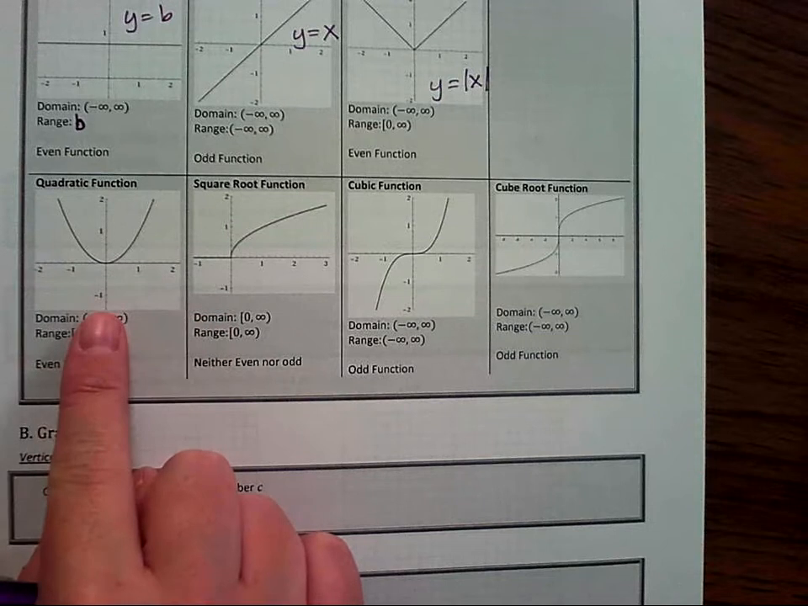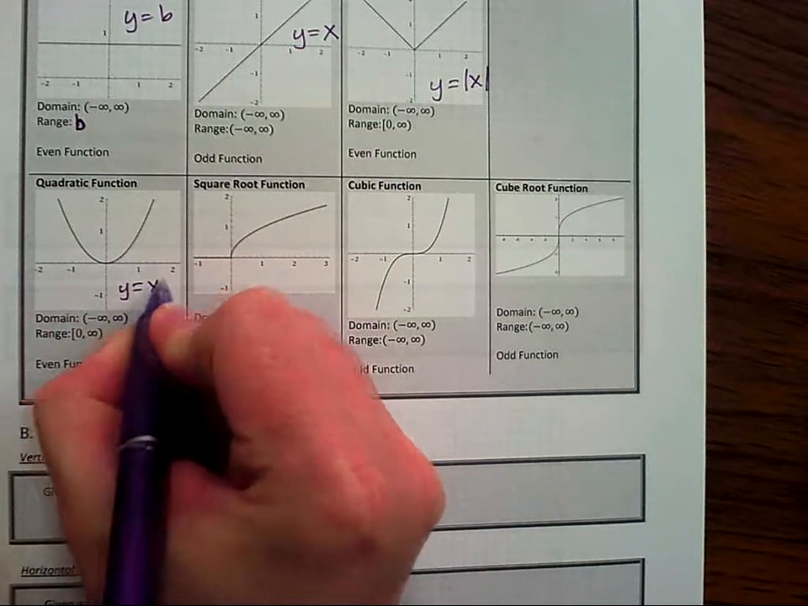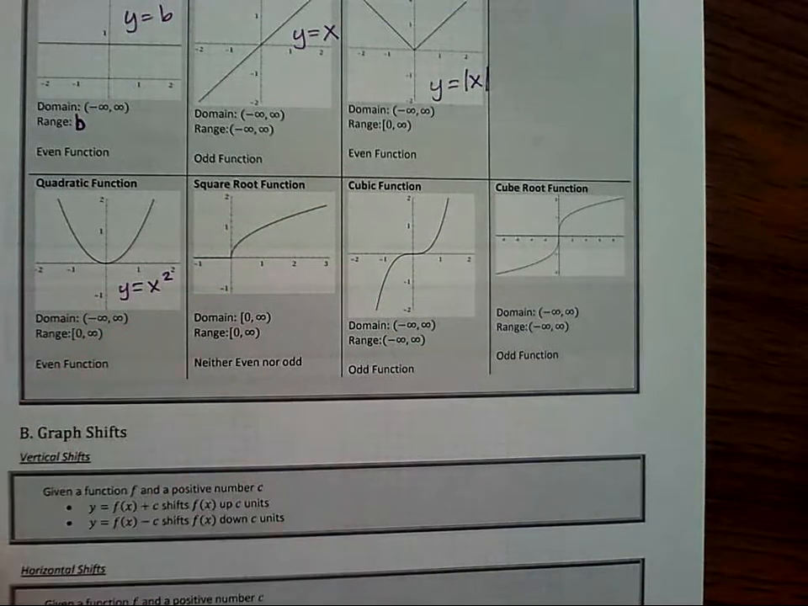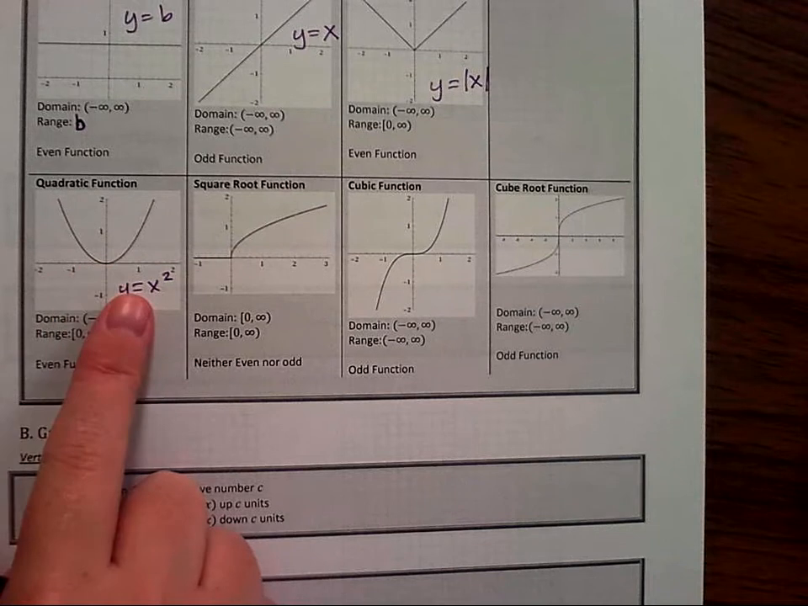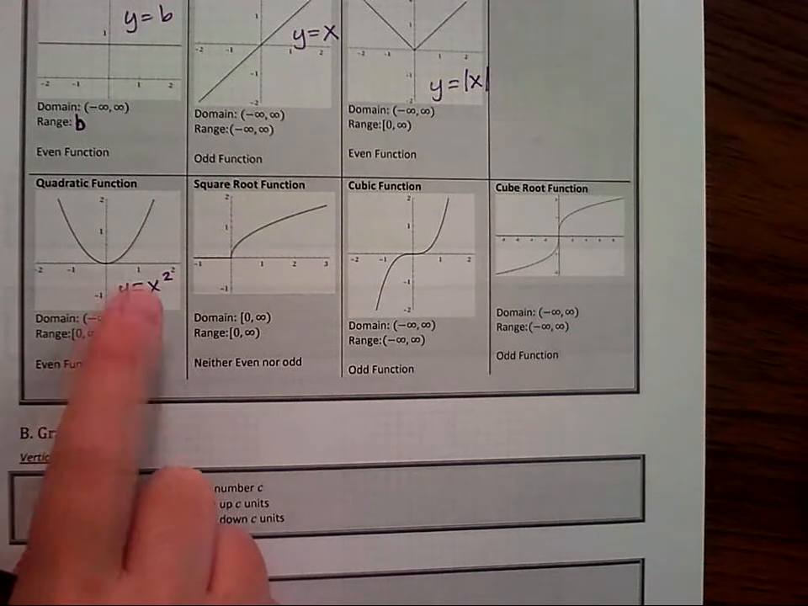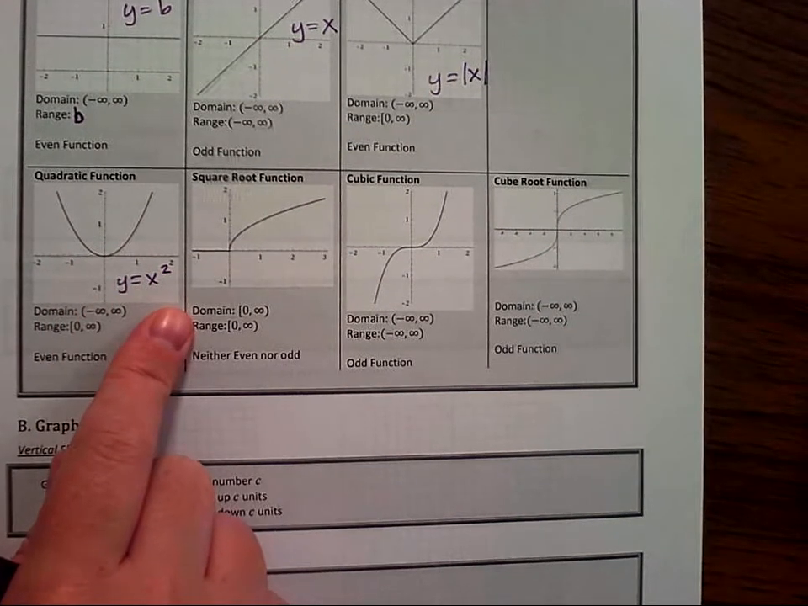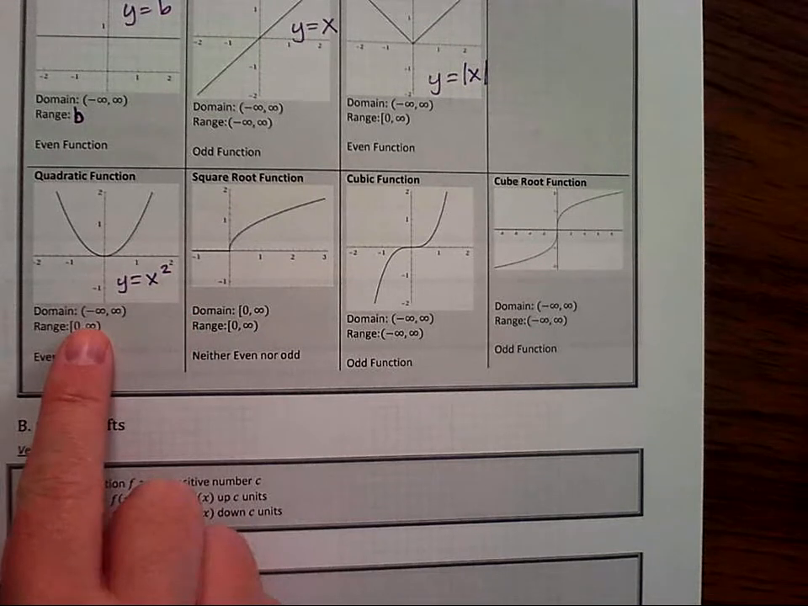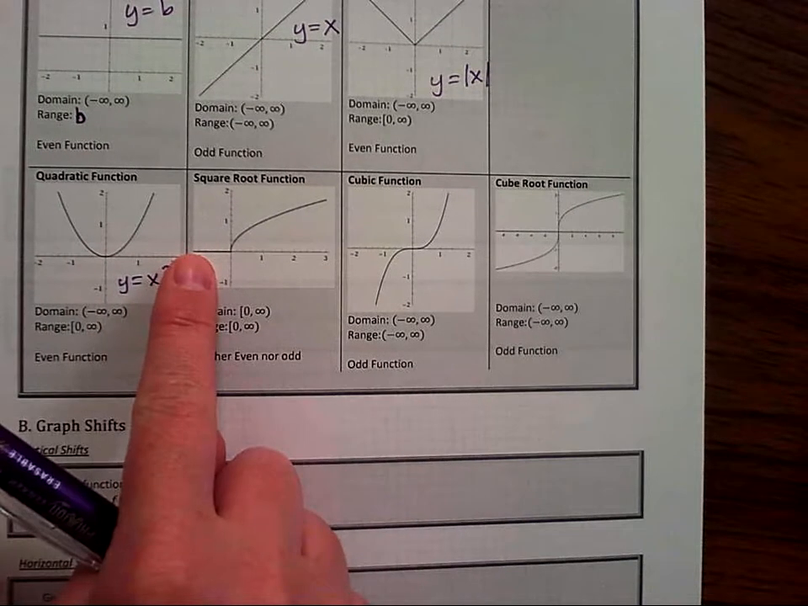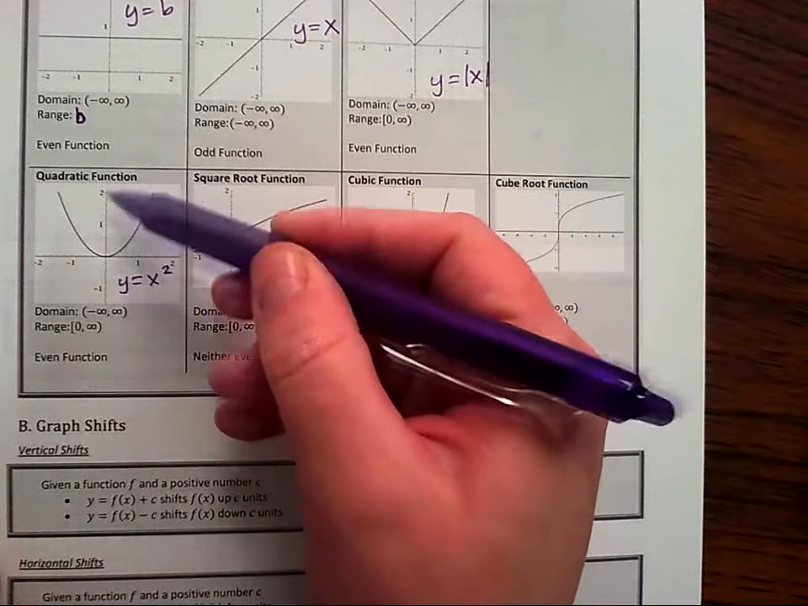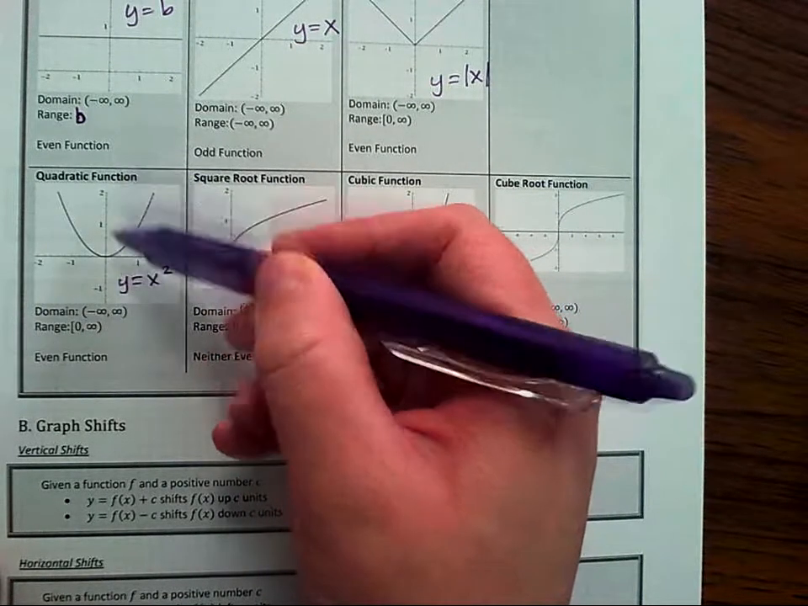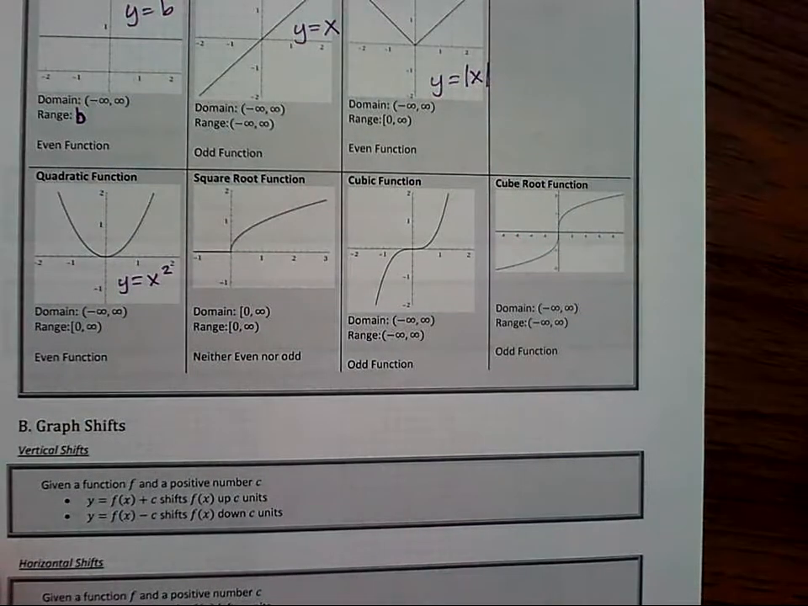Okay, so quadratic function, this is y equals x squared. So we've done problems where we solved quadratic equations where we had ax squared plus bx plus c. But this we're going to call our base function. So this is y equals x squared. And the domain is my possible x values. That's all possible x values. And the range is possible y values. So this is 0 to infinity. And obviously it's even, right?